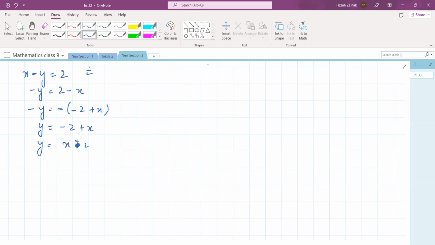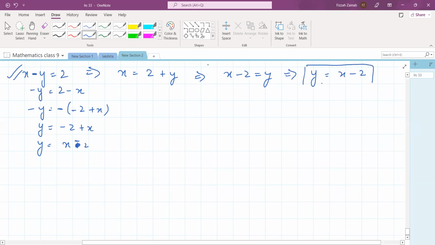Or you can simply do it this way, just y is negative, take it on the other side. So x is equal to 2 plus y. Is this understood? Now bring this 2 on the left side. So x minus 2 is equal to y. That's it. And you can simply write y is equal to x minus 2, right? So this equation, I have just written it in this form. So this is also my linear equation in 2 variables.